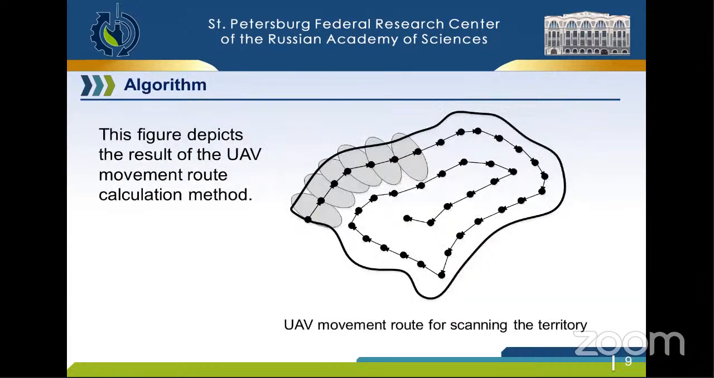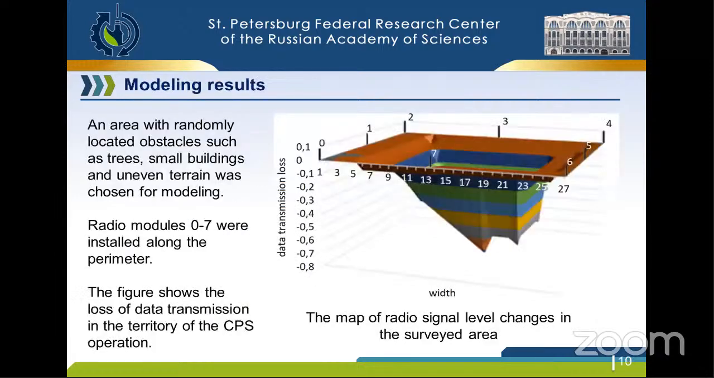This figure depicts an example of the result of such algorithm application. Here, the UAV moves in the shape of a spiral, scanning the area, and then it returns to the base. For modeling, we modeled an area with randomly located obstacles such as trees, small buildings, uneven terrains. Radio modules were installed along the perimeter, and based on the collected data, the following map of signal level changes was built.